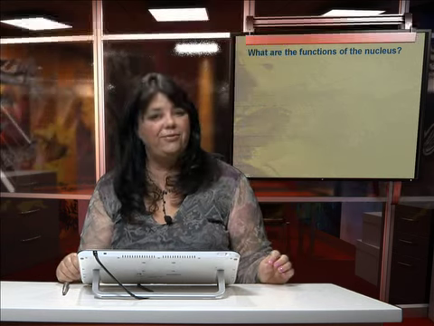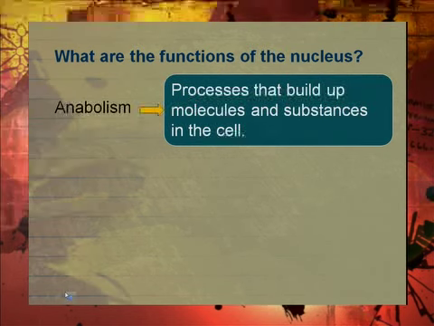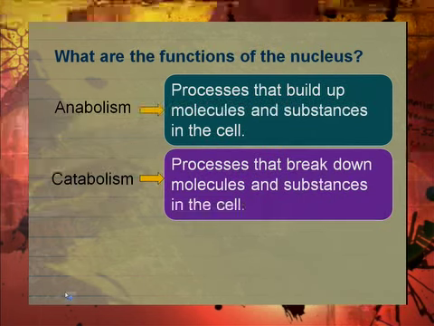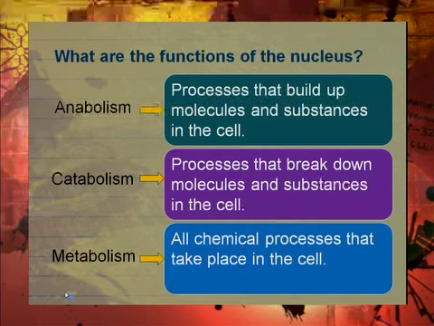Now, what are the functions of the nucleus? The nucleus has a number of different functions, and it's important that you're able to distinguish what these functions are. The function of anabolism is the whole set of processes that builds up molecules and substances in the cell. Catabolism is the whole set of processes that breaks down molecules and substances in the cell, and together we call those processes metabolism. And your DNA controls all of the chemical processes that take place in the cell.